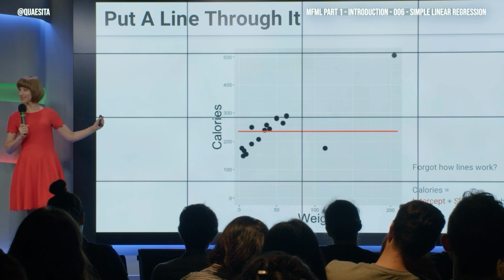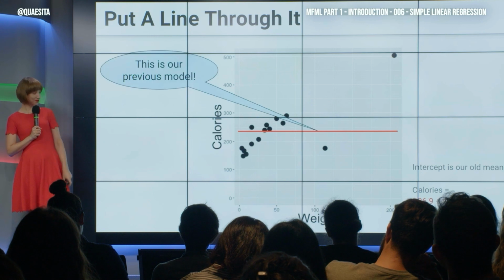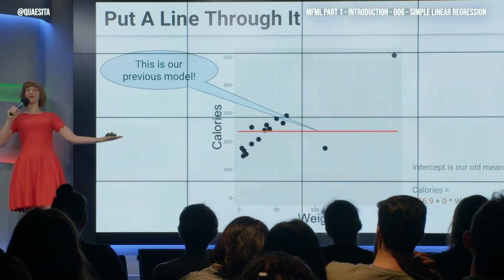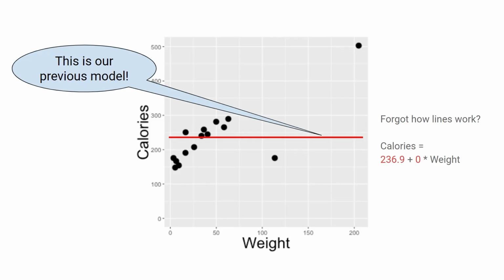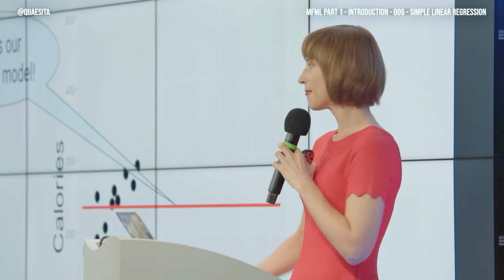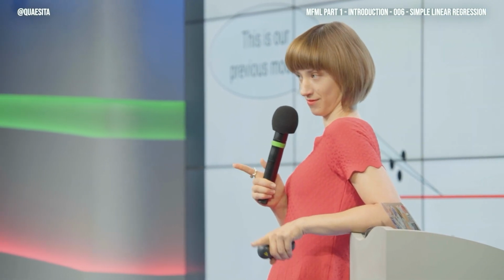Because let me remind you of something real quick. This right here, this is your previous model. And now you're offended. But before, you were very happy to just guess 237 every time. 237 and 0 times the weight means I ignore the weight and say 237 every time. And you were so fine to use it then. Check your feature engineering privilege.